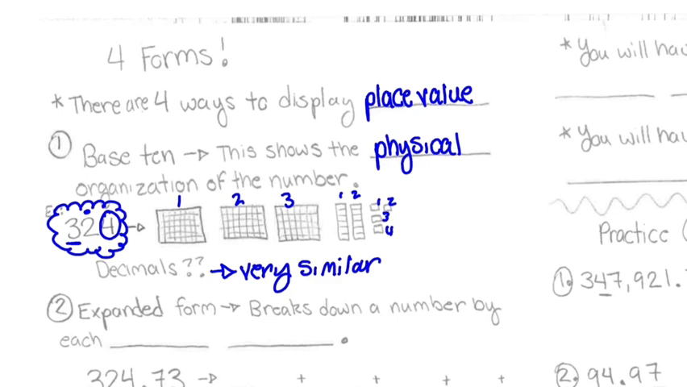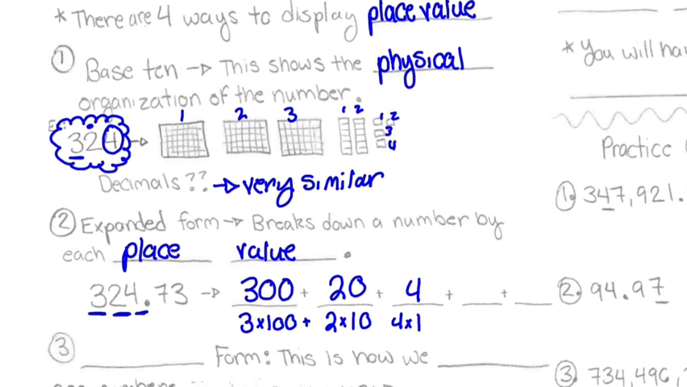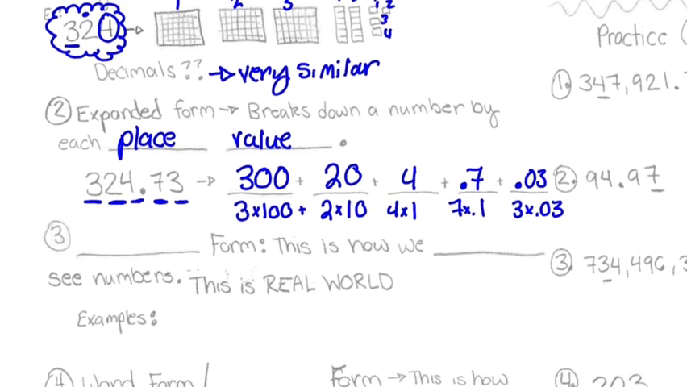Now decimals that we're going to do way later in the year with multiplication and stuff are going to be very similar. The next one we're going to talk about is expanded form. This is with place value. They're going to break it down. So there's a 3 in the hundreds place, or 3 times 100. There's a 2 in the tens place, which is 20, or 2 times 10. There's a 4 in the ones place, or 4 times 1. There's a 7 in the tenths place, so that's 7 times 0.1. And there's a 3 in the hundredths place, so that's 3 times 0.01. I meant to say 0.01, my bad. It's not 0.03, it's 0.01.